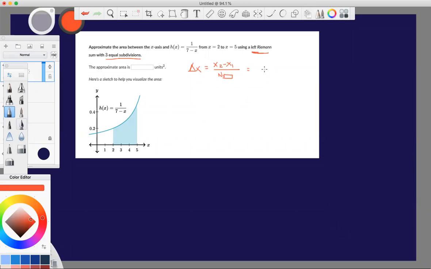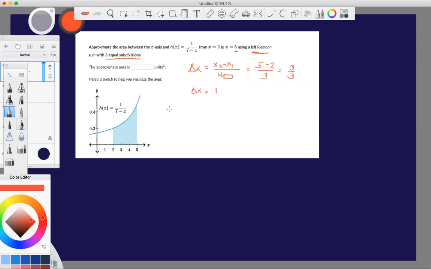Our x sub 2 is the largest value of our x. That would just be 5 minus x sub 1, which is 2. How many equal subdivisions? 3. So that will just give us 3. So 5 minus 2 will just be 3 divided by 3. So delta x will just be equal to a value of 1.